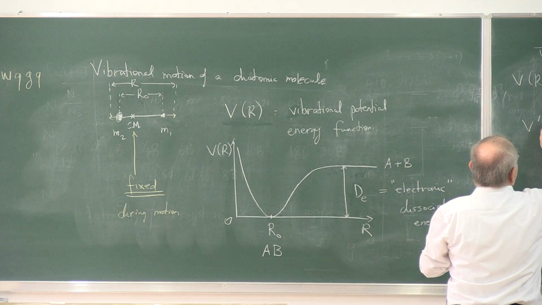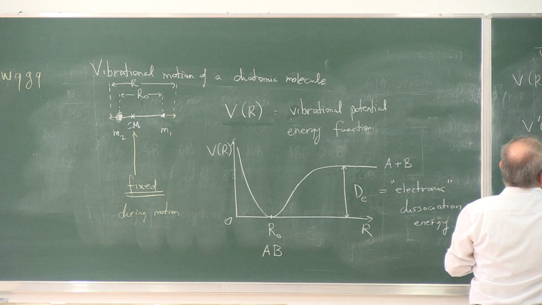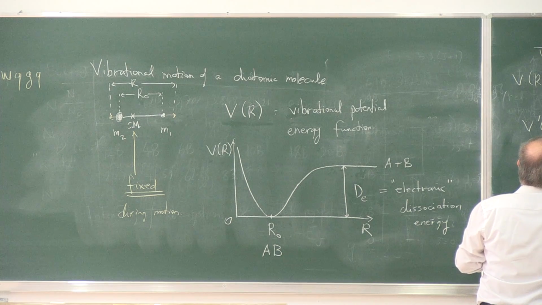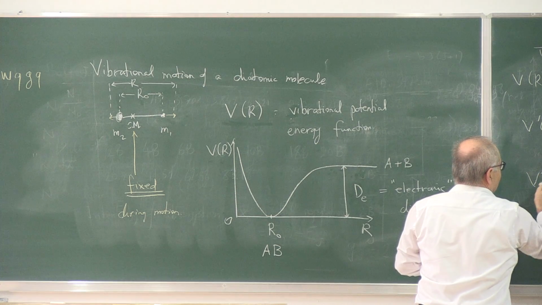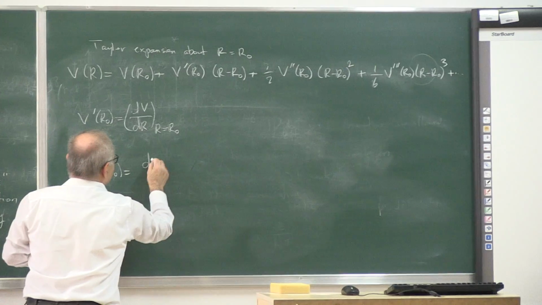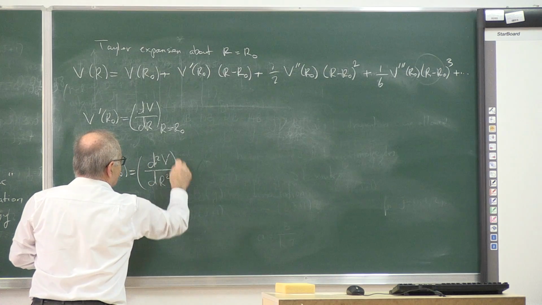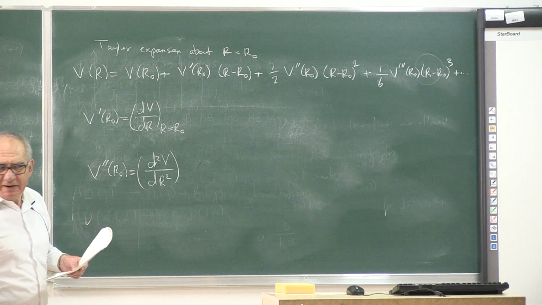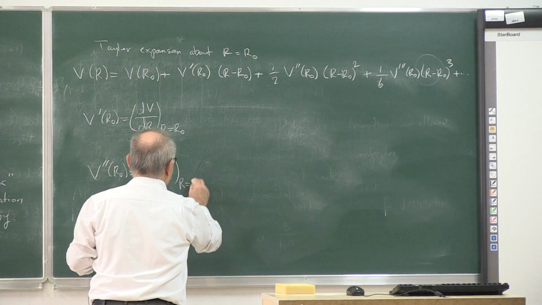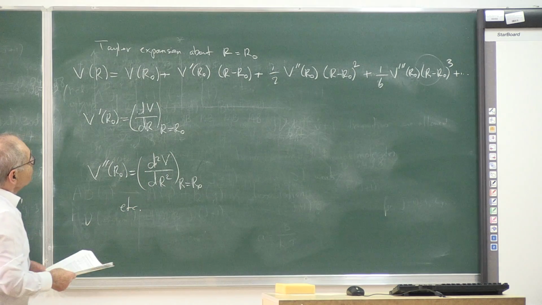Here V prime means first derivative of V with respect to R calculated at R equals R0. Double prime means second derivative of V with respect to R. You take the second derivative with respect to R and then evaluate at R equals R0. And so on.